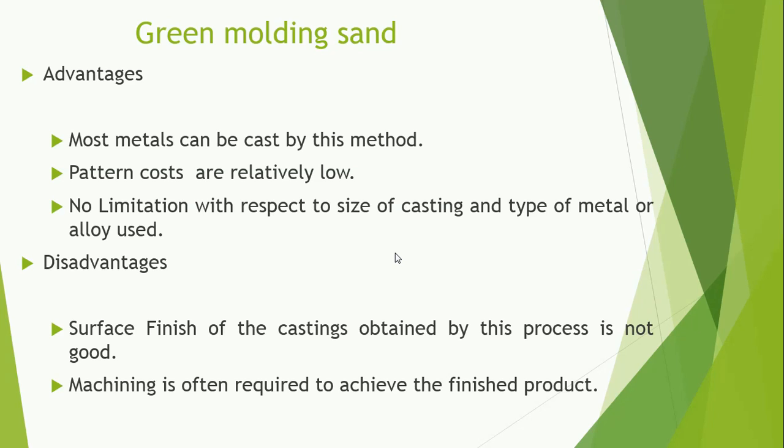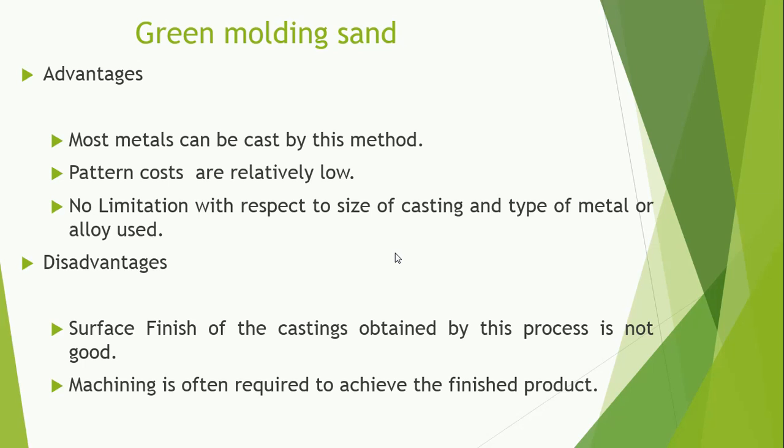Most of the time, oxide scales and adhering sand, those two surface defects, are present on the casting surface if it is manufactured by green sand molding. Machining is often required to achieve the finished product. For that purpose, machining allowance is given on the surface of the pattern. 2 to 3 mm of material is left on the surface of the casting, which is removed by secondary machining. That extra material is called machining allowance.